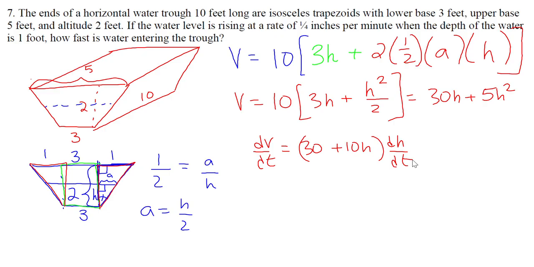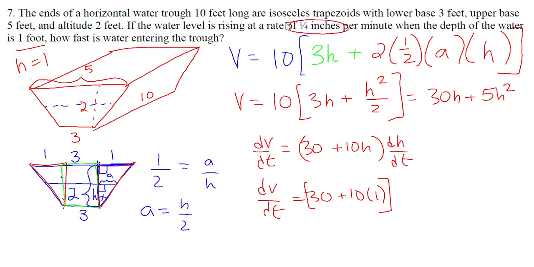Now the height that we're interested in was when the depth of the water was 1 foot. So we care about when H is 1. And then we're looking for dV dt. So dV dt is going to be 30 plus 10 times 1, which is just going to be 40, times our dH dt.